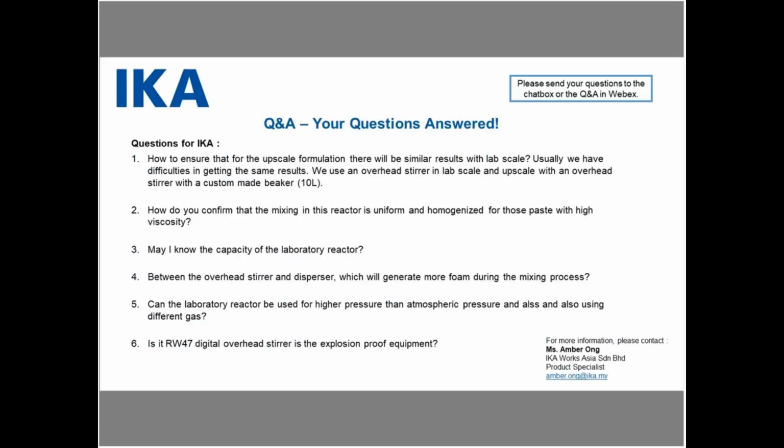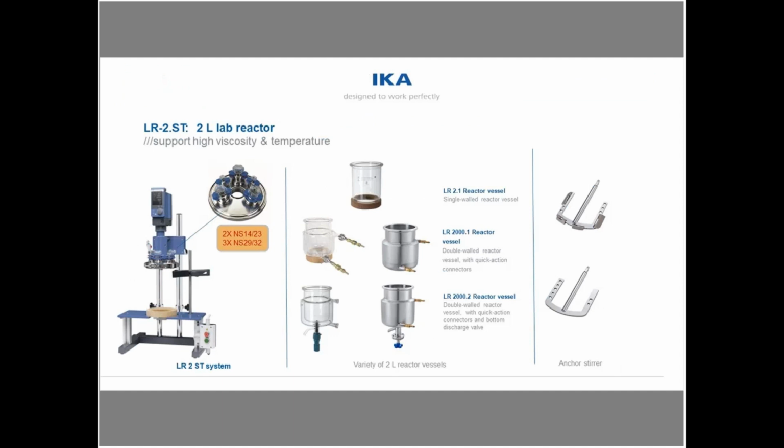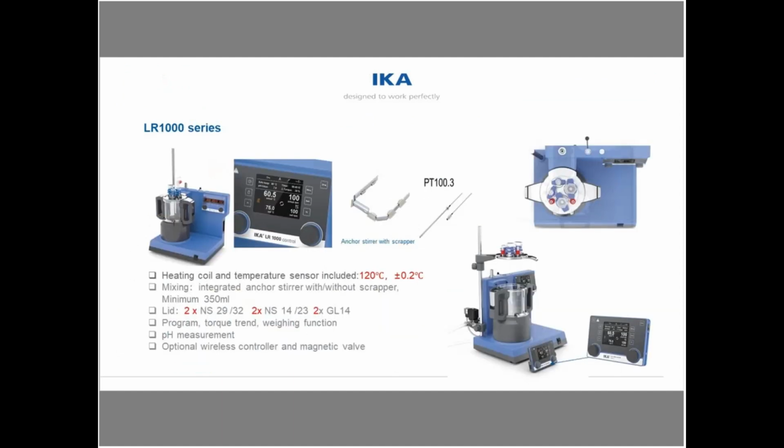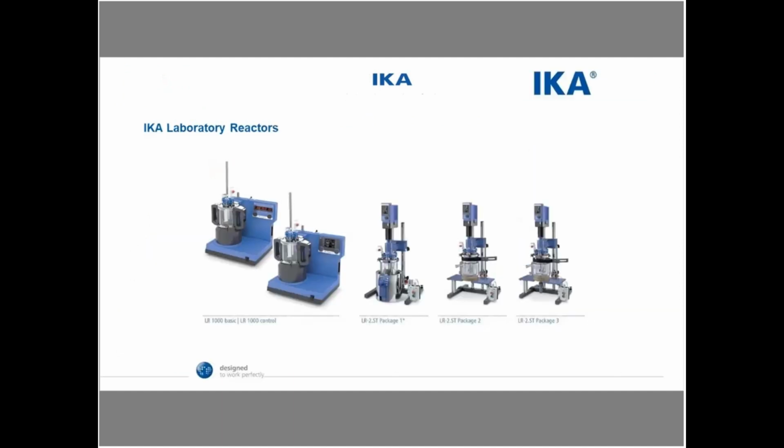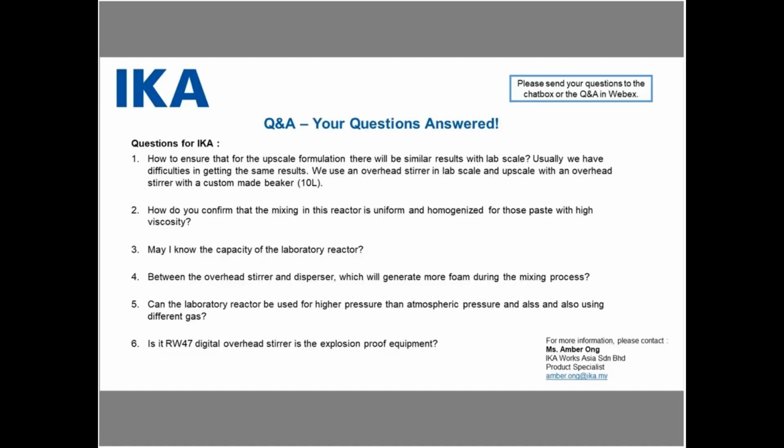Okay, so let's see the third question. May I know the capacity of the lab reactor? Okay. So we have two series of lab reactor. For LR1000, the maximum volume is 1 liter. Minimum volume for mixing is 350 ml. For LR2XT, okay, the maximum volume is 2 liter. Minimum mixing volume is around 600 ml. So I hope I answer your questions.